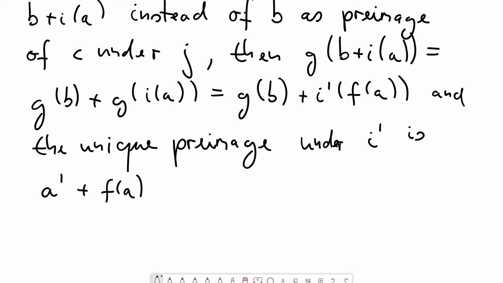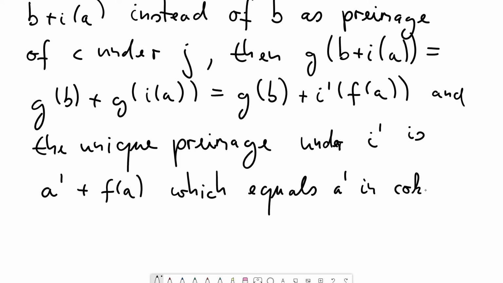Because if I apply I prime to this element here, then I end up at the element I wanted, at G of B plus I prime of F of A. So there's only one such choice because I prime is injective, so this one is the unique pre-image. And this one, A prime plus F of A, equals A prime in the co-kernel of F. Because they just differ by an element in the image of F. Okay, so far so good.